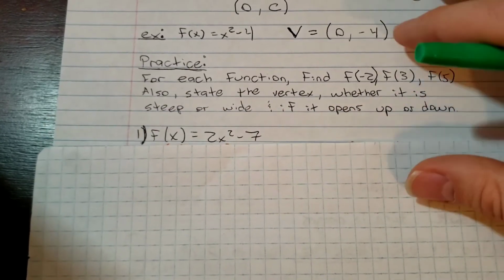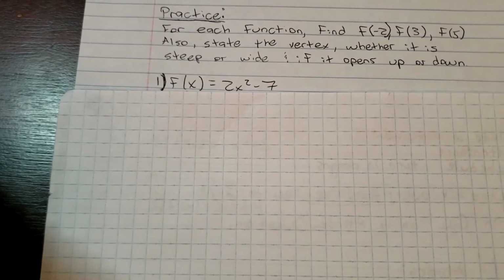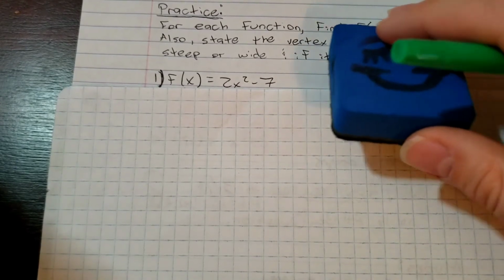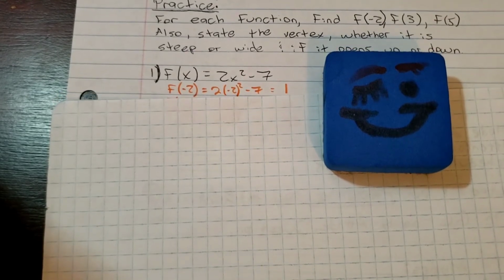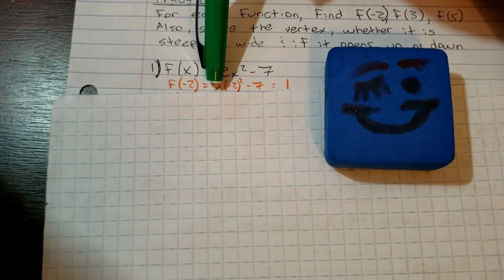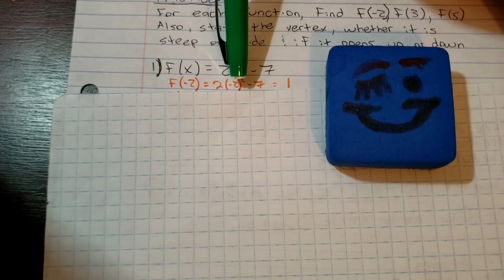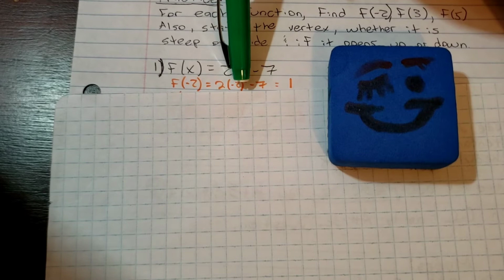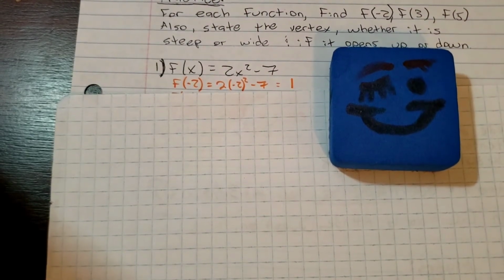So this first one, f of x equals 2x squared minus 7. For this first point, I'm going to plug in -2 for x. So 2 times negative 2 squared minus 7. Negative 2 squared is 4. 4 times 2 is 8. 8 minus 7 is 1.